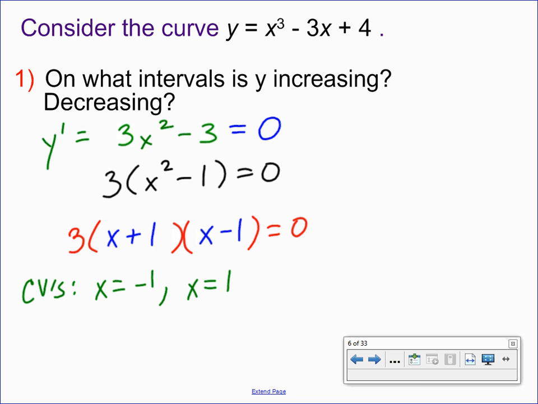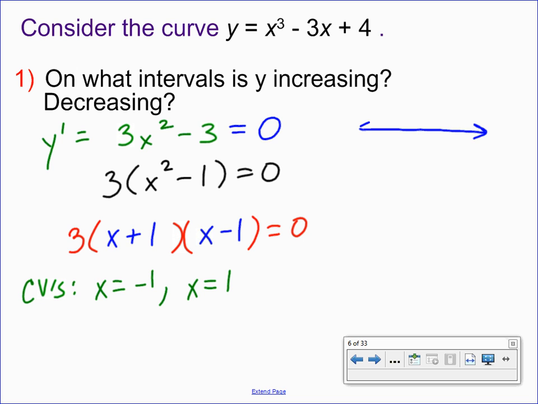X equals negative 1 and x equals positive 1 are the x values, the critical values, that I'm going to put on a number line and create a sign diagram chart, just like you did for your prerequisite OTL. That will lend into our analysis of the original y increasing or decreasing behavior. So here we go. Let's go and make a sign chart.